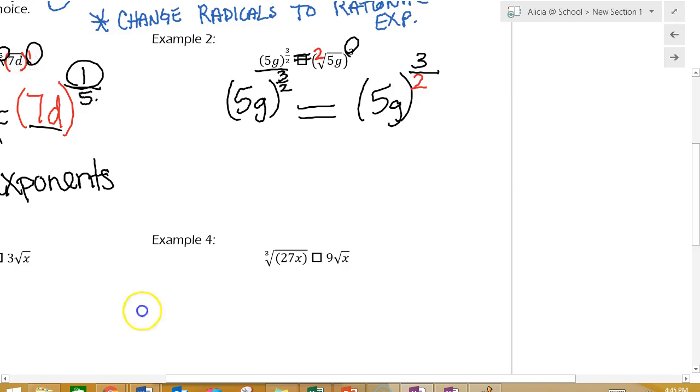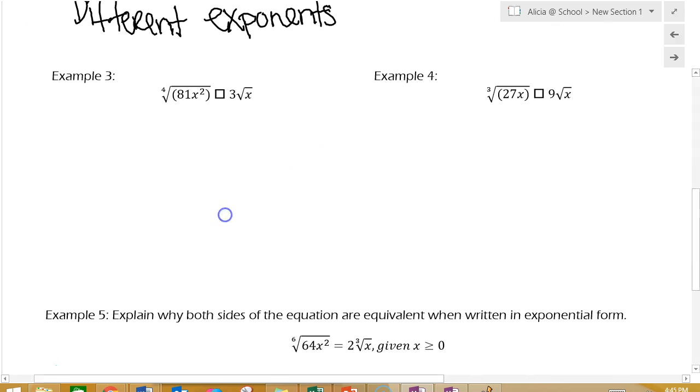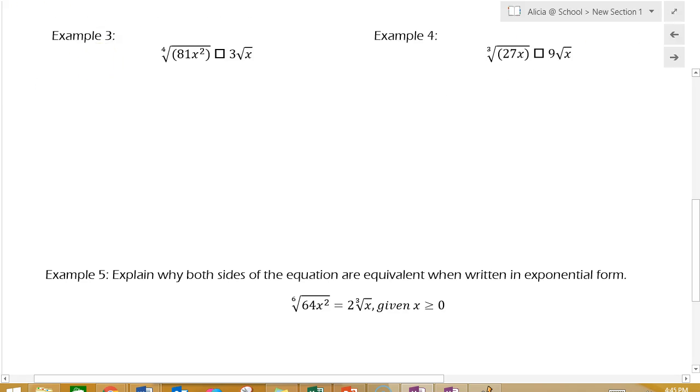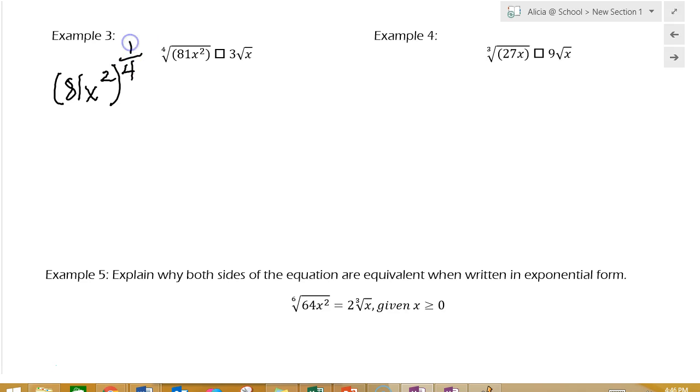Maybe looking at some more challenging questions. Example 3: I have the 4th root of 81x squared, and I'm trying to see if that is equal to 3 times the square root of x. I do have to change both sides because they are both radicals. So I'm going to do that to the one on the left. I'm going to keep that base together, 81x squared, raised to the 1/4 power. Sorry, I forgot my imaginary power of 1.